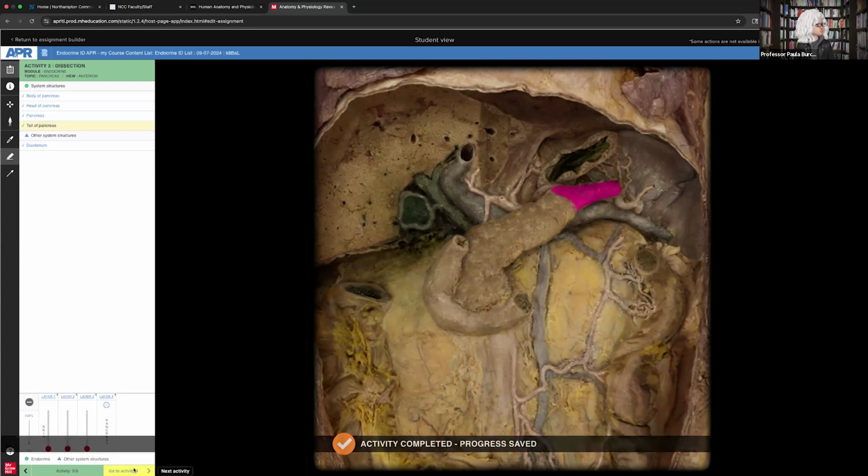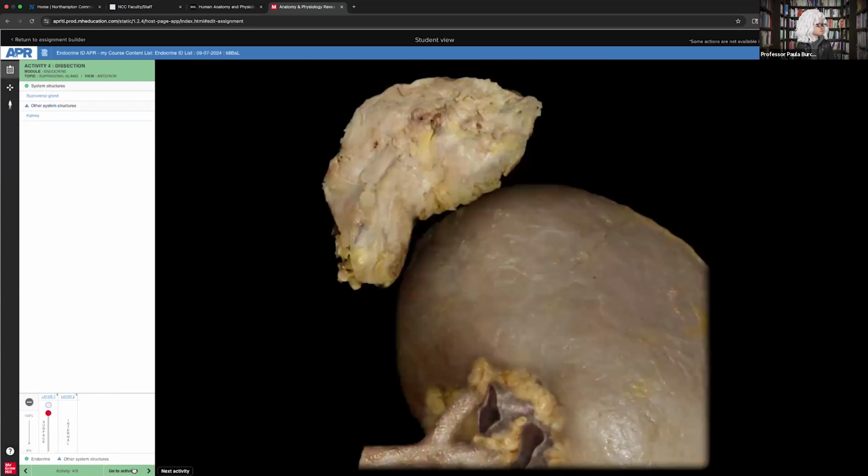On to Activity 4. What you're looking at here is your kidney. And sitting atop the kidney is an adrenal gland or suprarenal gland. Suprarenal because it is above the renal gland. These are paired since you have 2 kidneys.